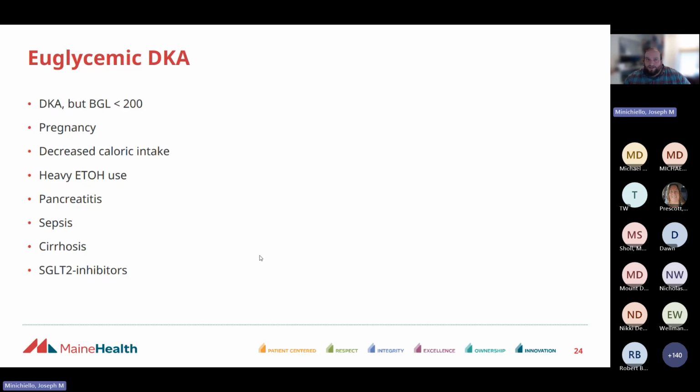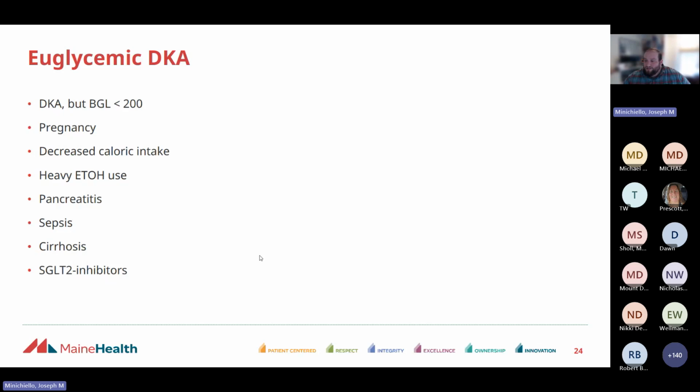This is getting back to, I just don't have glycogen stores, so I don't have enough around to actually be hyperglycemic. But the rest of my body is still not getting insulin. I'm still not getting enough energy, so I become acidotic and make ketones. Pancreatitis, similarly, comes from a place of I'm not able to produce insulin and I don't have stores built up.